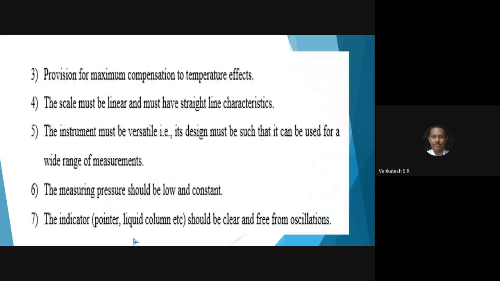Next, the provision for maximum compensation to the temperature effect. Nowadays, we all call it room temperature. What is the room temperature? Room temperature is around 25 to 30 degrees centigrade. Suppose in the summer, it may reach 39, 40 degrees Celsius.